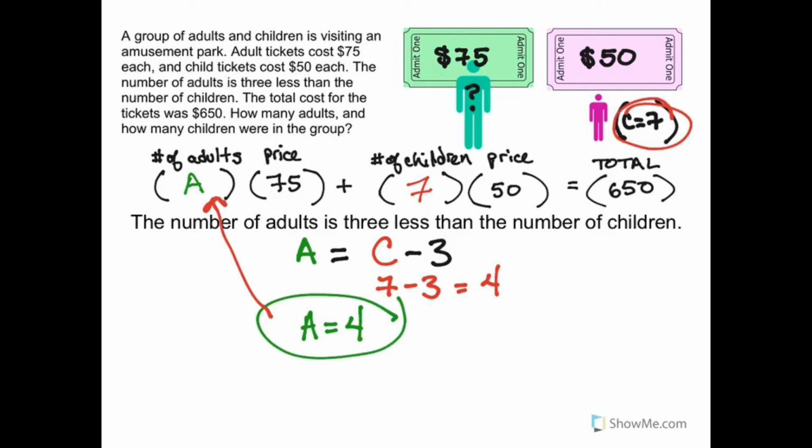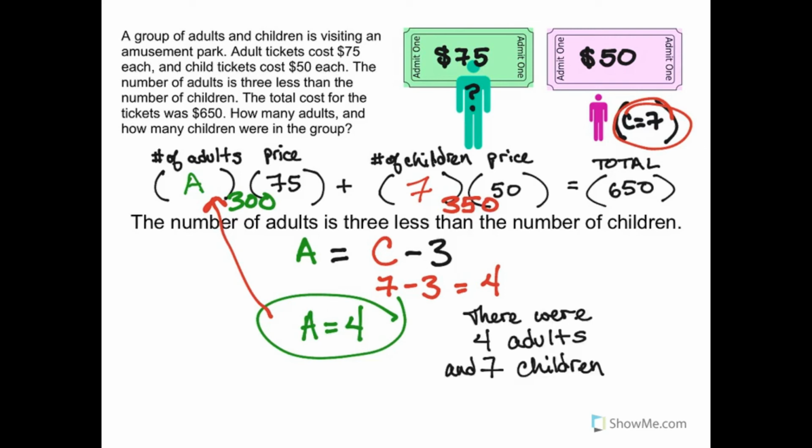Let's try those numbers in the equation to make sure everything works out. 4 times 75 is 300, so this part is 300. 7 times 50 is 350. So we have 300 plus 350 equals 650. That's true. We solved it. There were 4 adults and 7 children.